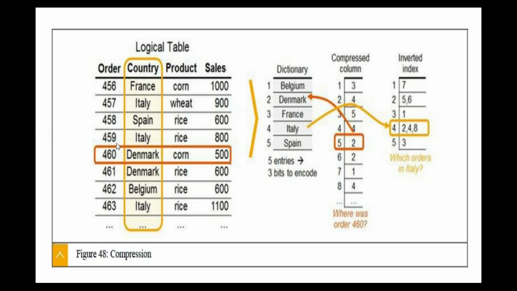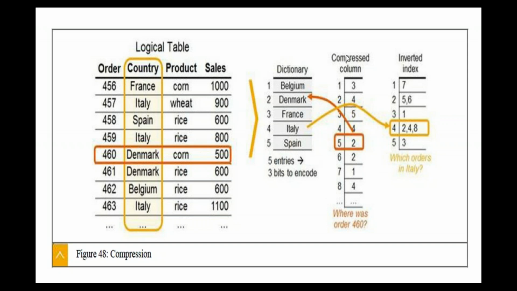1, 2, 3, 4, 5. This is 5, so the index will be 5. For this 5, what is linked here? Denmark. So this 2 is Denmark. Now this 5 and 2 are linked. 5 of the first column is linked to 2 of the second column. You're getting it? So 5 and 2 are linked.